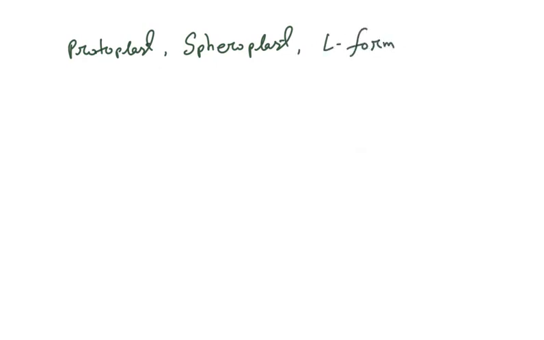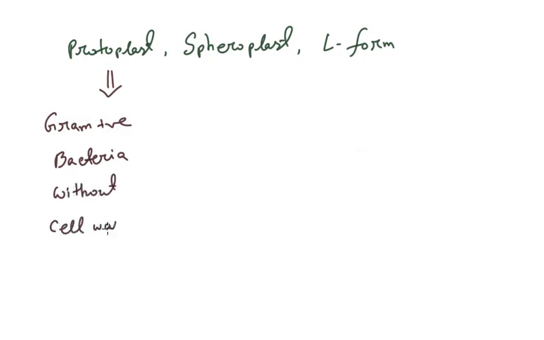Now the last topic of today's video is that we should know what is protoplast, what is spheroplast, what is L-form, as it is related to the structure of a bacteria. First of all, what is a protoplast? In an isoosmotic environment, if we apply penicillin or lysozyme, most of the peptidoglycan layer of the gram-positive bacteria is washed out, which is then called the protoplast.